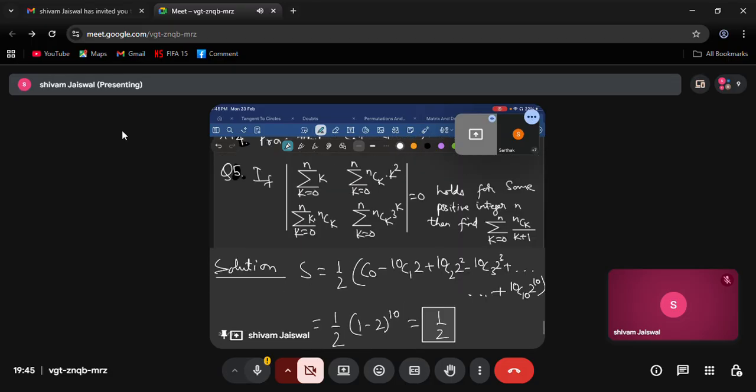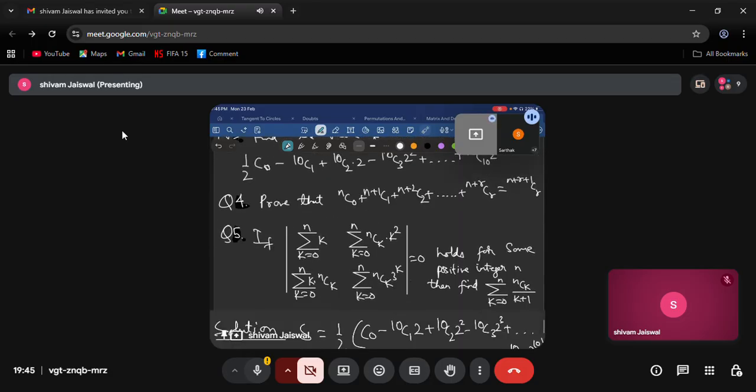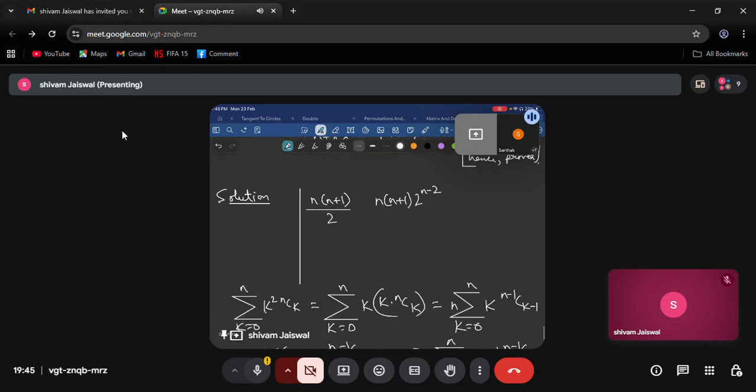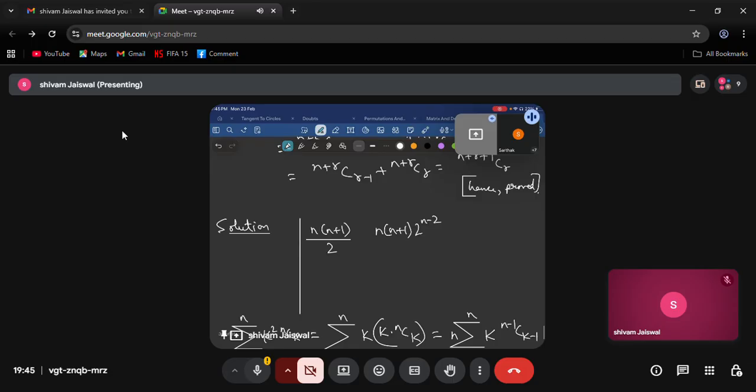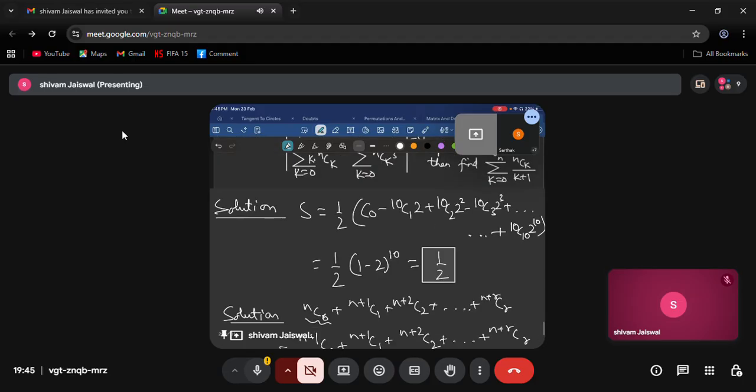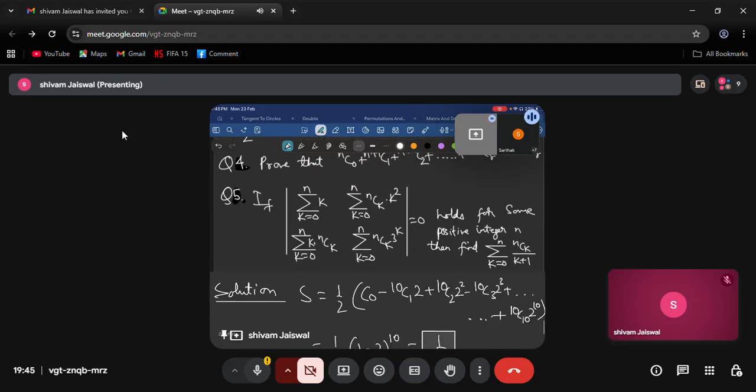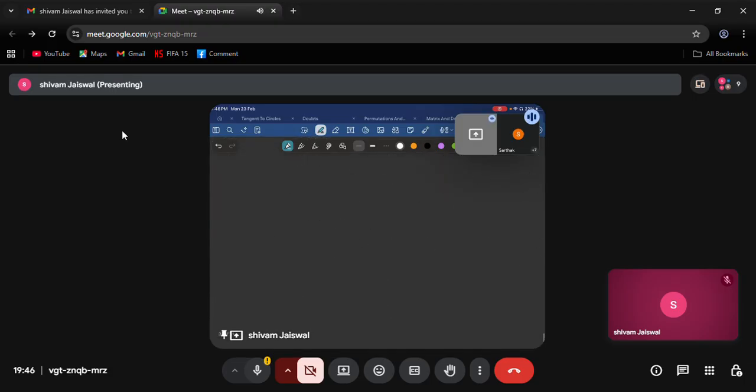Third one. What is the third one? Summation of k into nck. This we have already done just now, right? So it is n into 2 to the power n minus 1, right, everyone? The third one will become n into 2 to the power n minus 1. And what is the fourth element? Tell me. What will be the fourth element? nck into 3 to the power k.